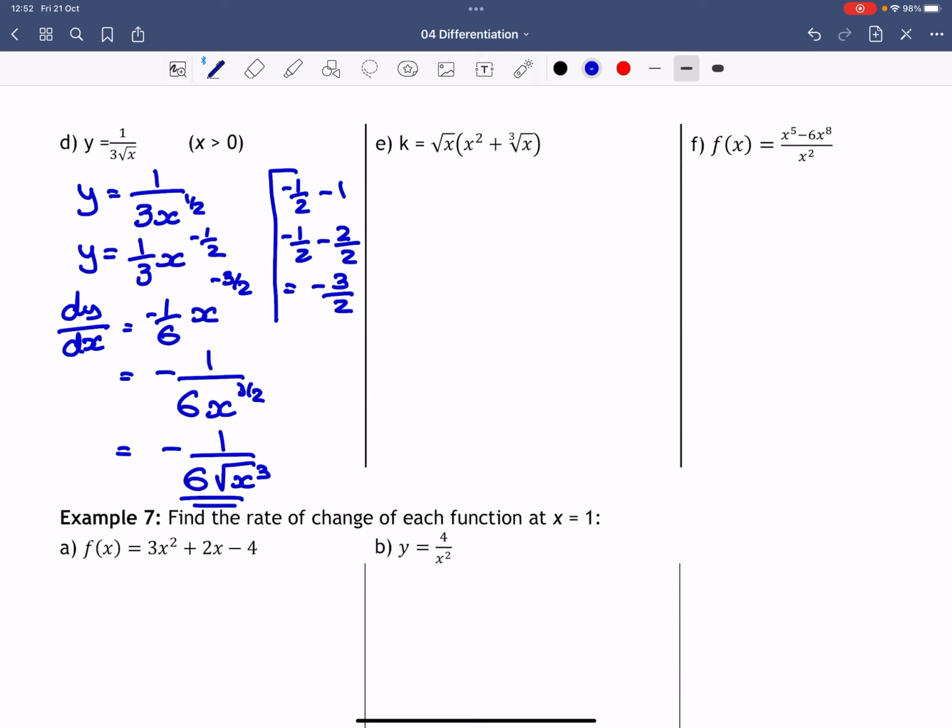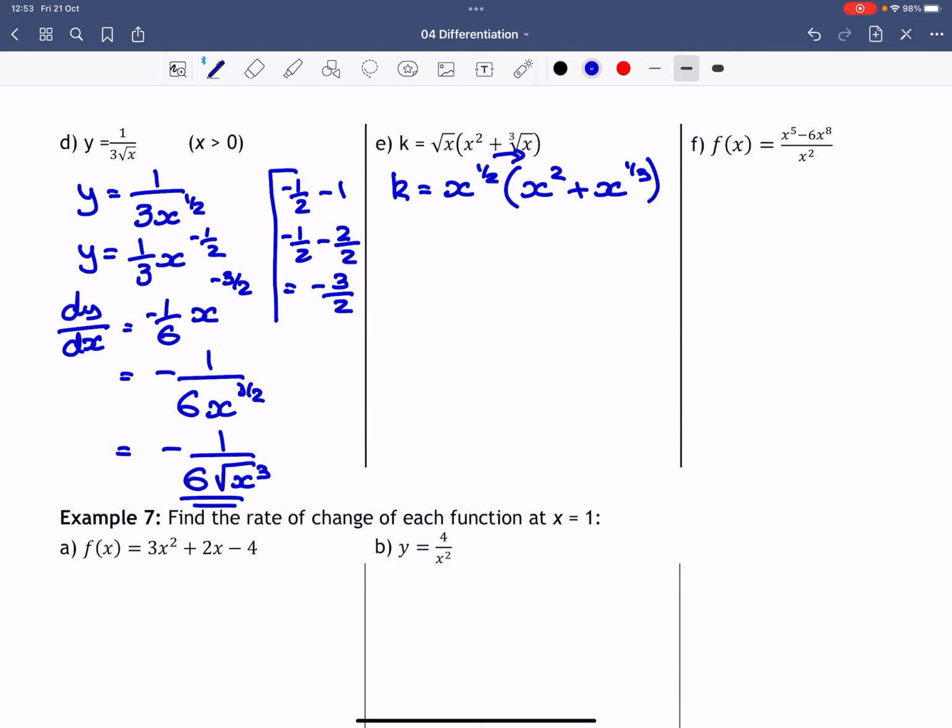The next one, we have root x bracket x squared plus the cubed root of x. So let me run the root x through this bracket. Now what I want to do here, before I do that, is write it in index form. It will make it easier to apply my index laws. So I'm going to say that k is equal to x to the half bracket x squared plus x to the power a third.